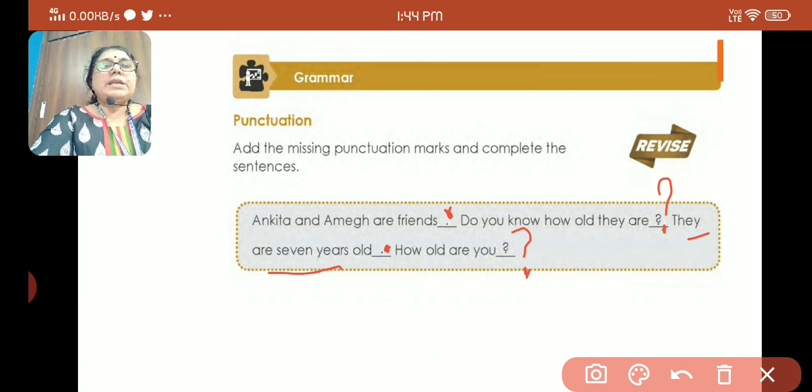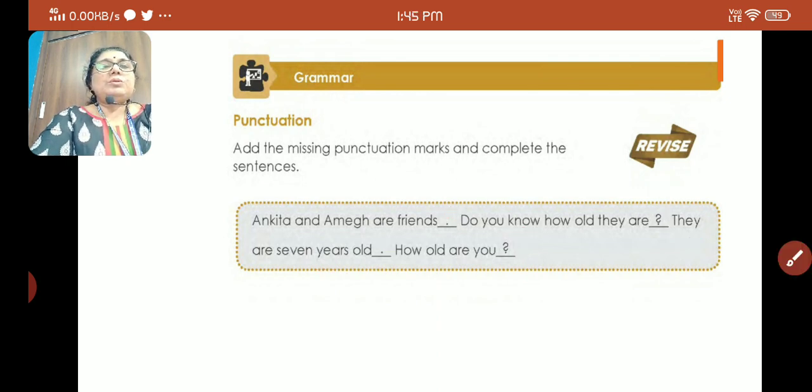So first, Ankita and Ameg are friends. Full stop. Do you know how old they are? Question mark. They are 7 years old. Full stop. How old are you? Question mark. Done? Yes. Good. Now, let's go to our next exercise.